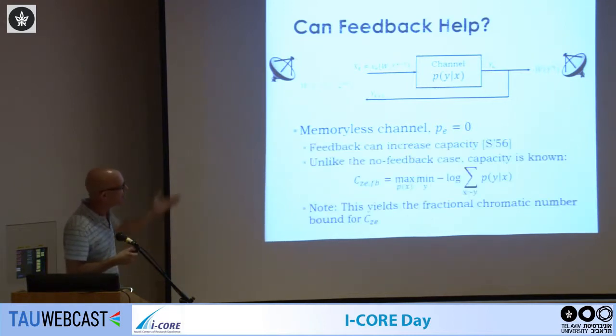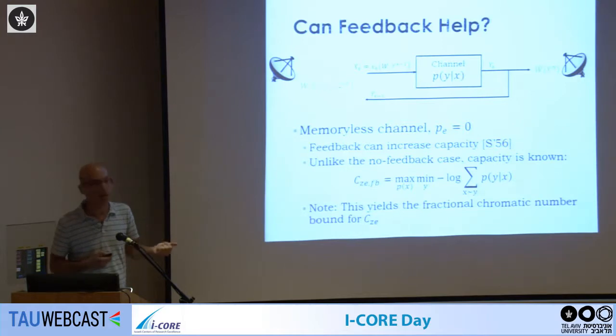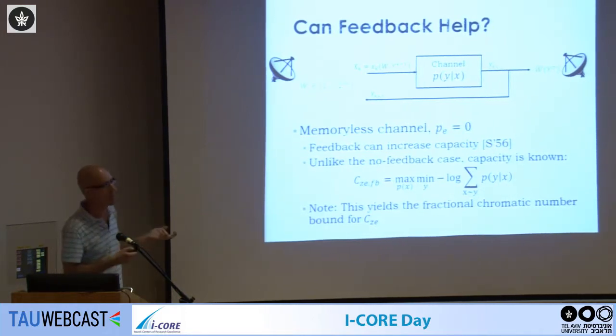In this case, again, Shannon showed that feedback can indeed increase capacity. Okay, so the fact that you know what happened at the receiver can actually help you, and it can help you significantly. In some cases, capacity can be zero without feedback and can be arbitrarily large with feedback. In this case, there is actually a closed form solution for what the feedback capacity looks like.